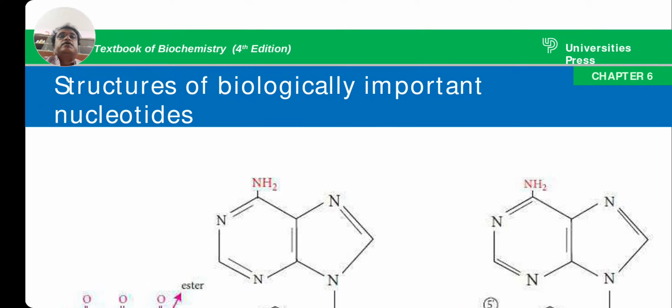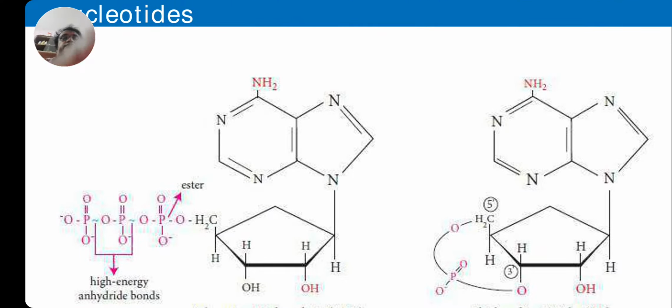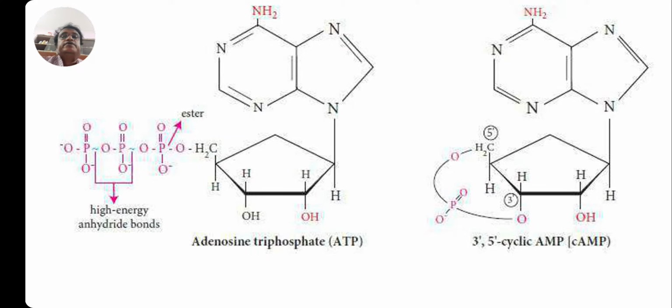Now, the structure of biologically important nucleotides. ATP, adenosine triphosphate, has three phosphates, with high energy phosphate bonds attached through anhydride linkages, and the phosphate attached to the nucleotide through an ester bond. Also, 3',5' cyclic AMP.